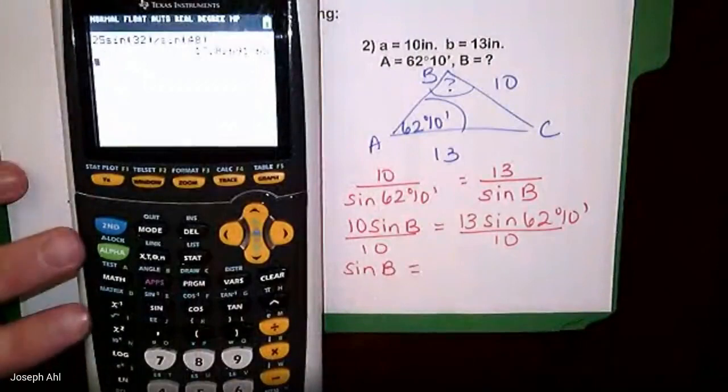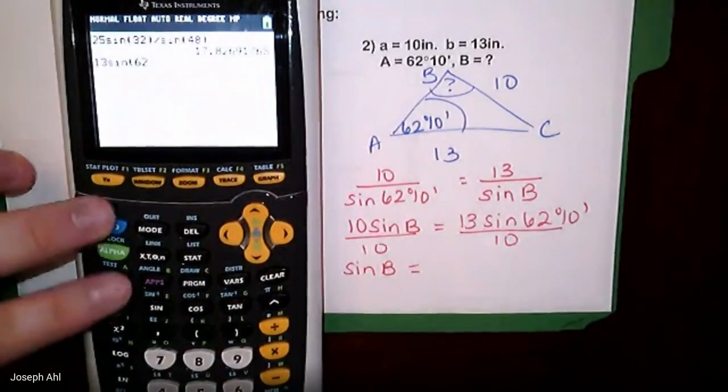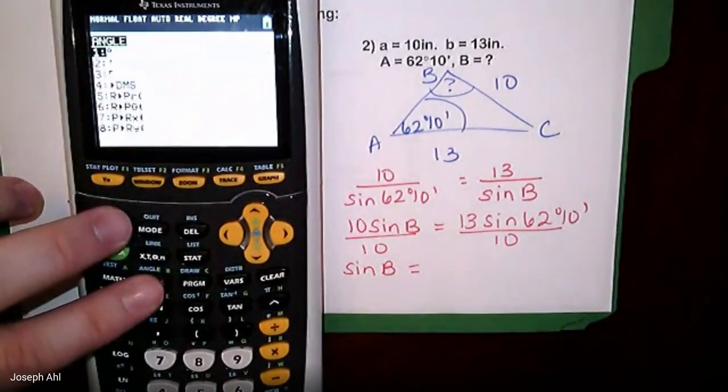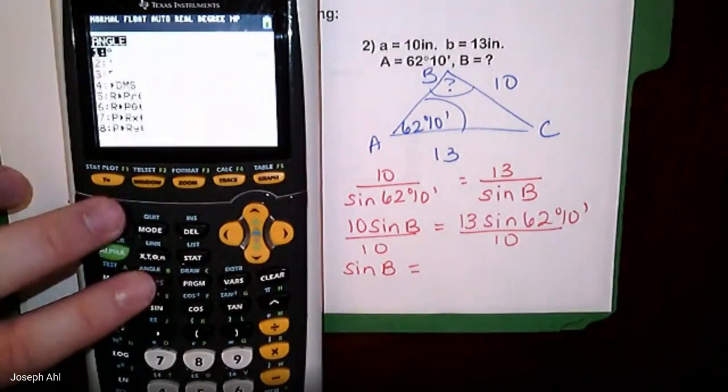So if I do that, we get 13 sine, and then to type in degrees and minutes as a reminder, type in the 62 first, second apps, first choice is degrees, and then we've got 10 second apps minutes.